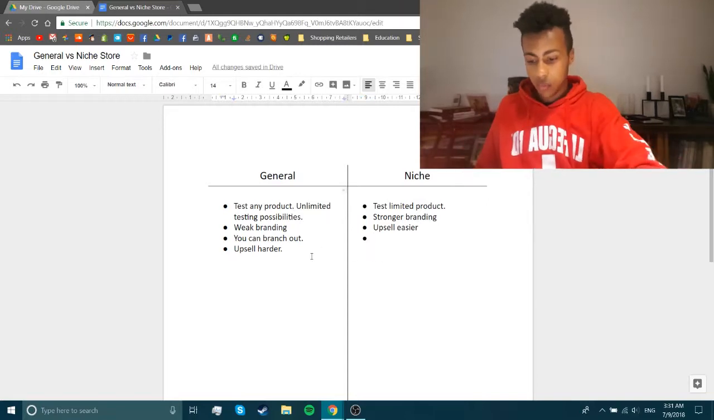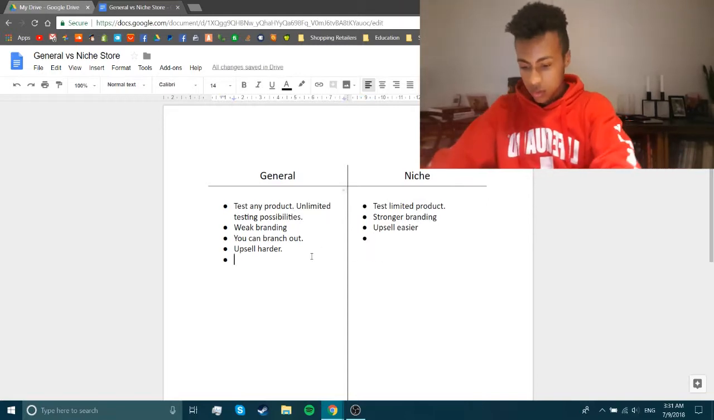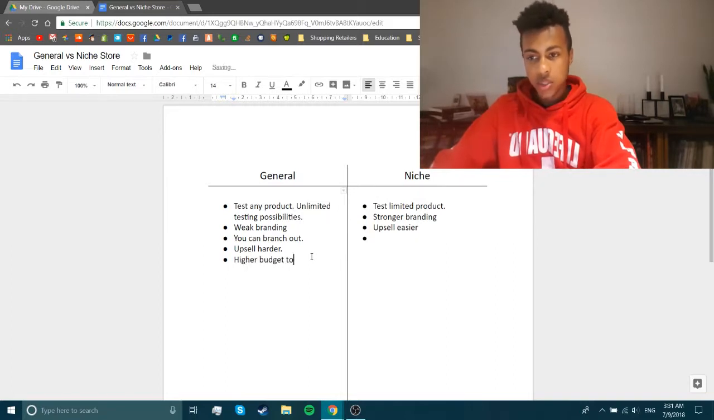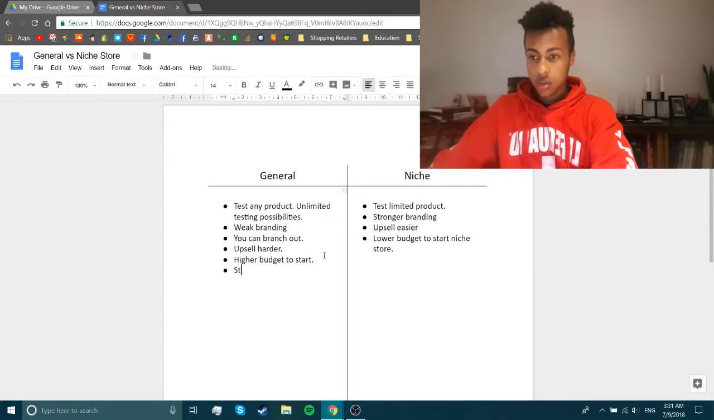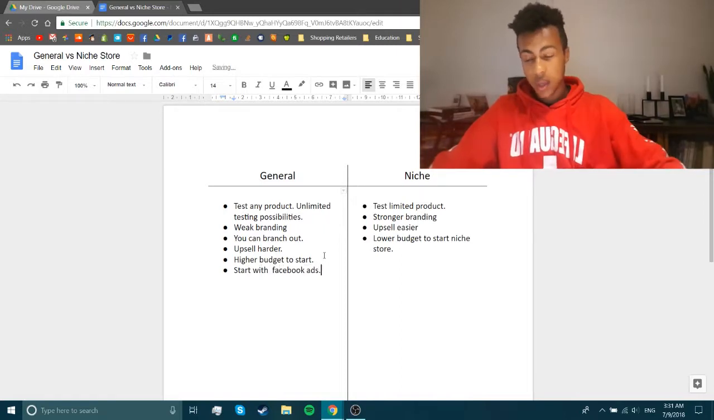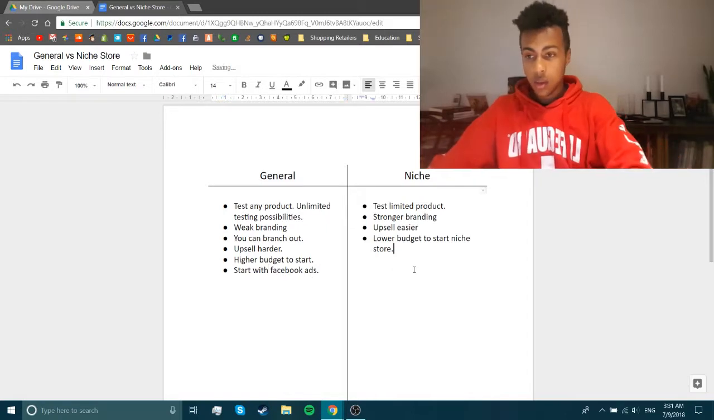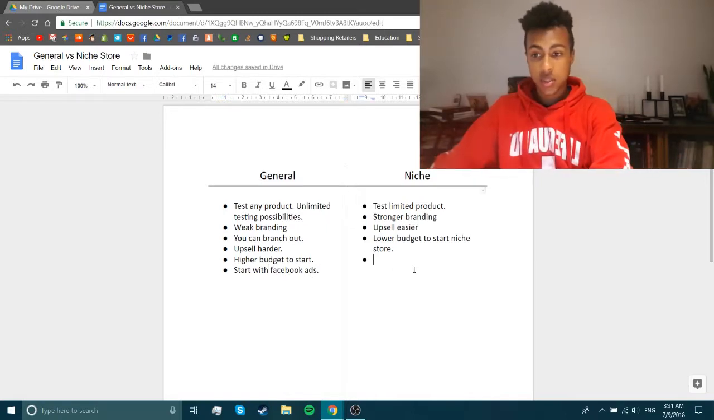And let me just write some more about general stores. You need a higher budget to start a general store, and a lower budget to start a niche store. And the reason is, let me write the reason down, because you start with Facebook ads with a general store, whereas with a niche store you can start with Instagram ads or Instagram influencer ads, right?